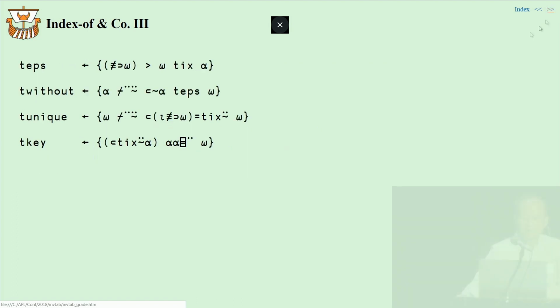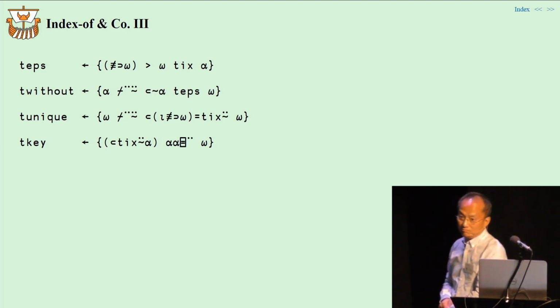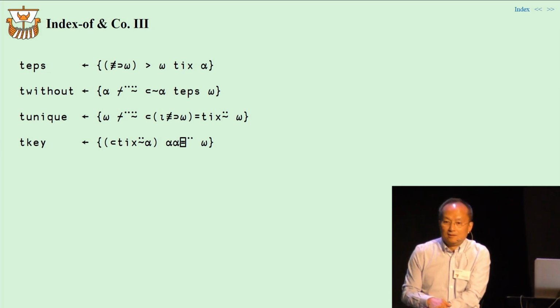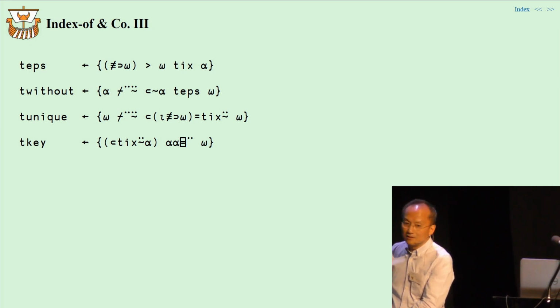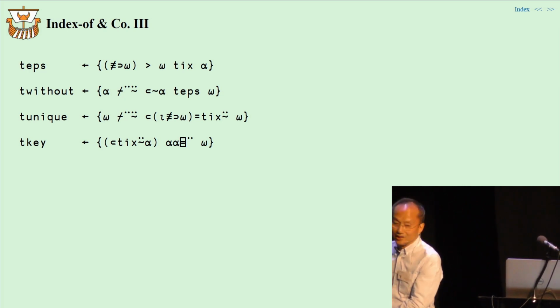Okay. Now, once you have index of in hand, the associated functions of membership, without, unique, and even key can be easily defined. So, if you're doing what Eric Wallace was talking about, code audit, is that what it's called? Audit? This is not a lot of code to audit.